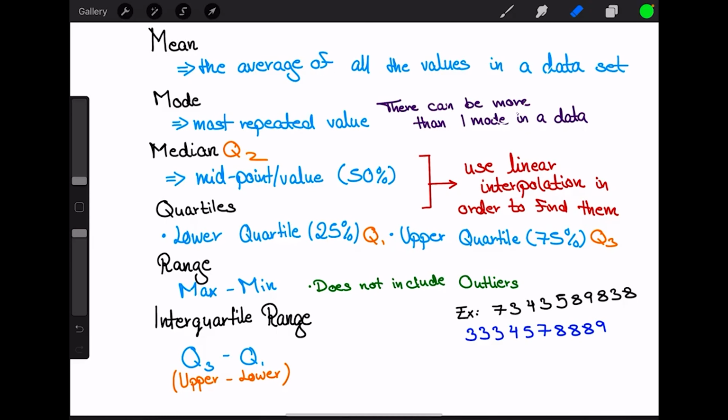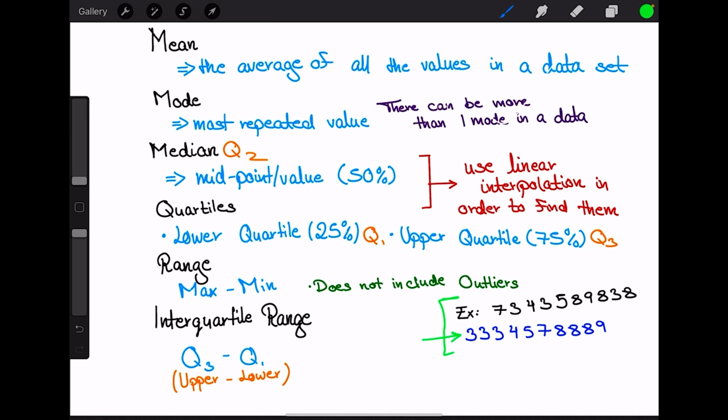Your mode is your most repeated value. Remember, you can have multiple modes in a single set of numbers. For example, this example down here will give you a random set of numbers, and I recommend writing it in ascending order like so, simply because you can see the values better and easier.